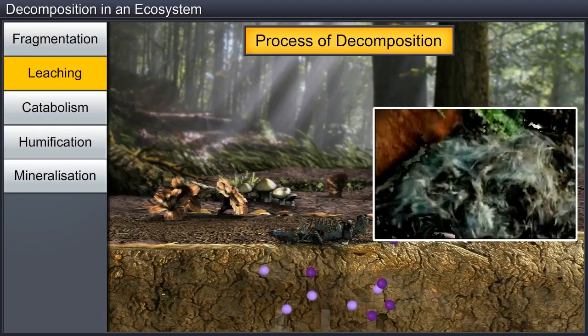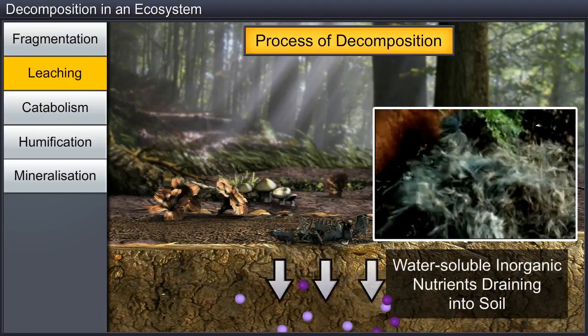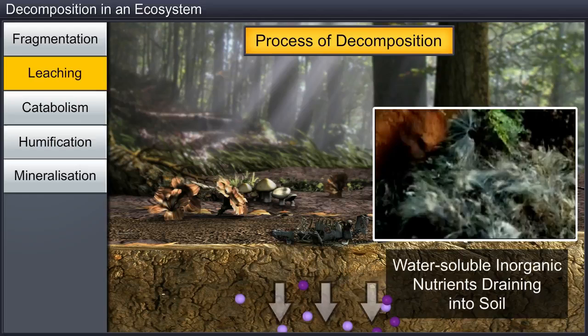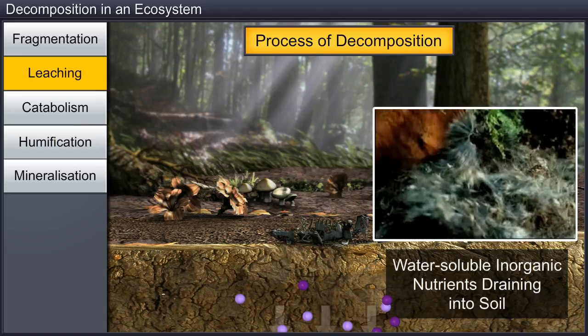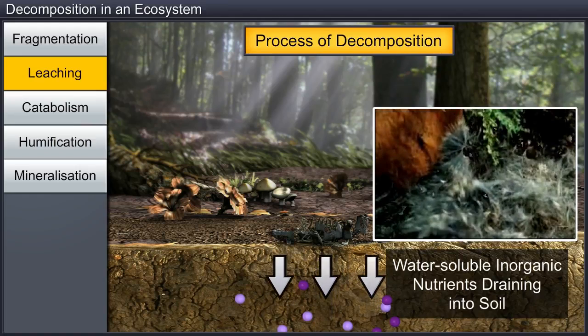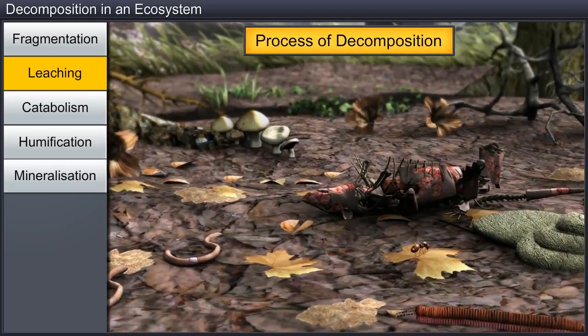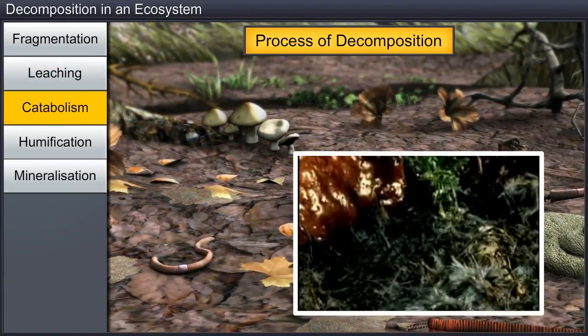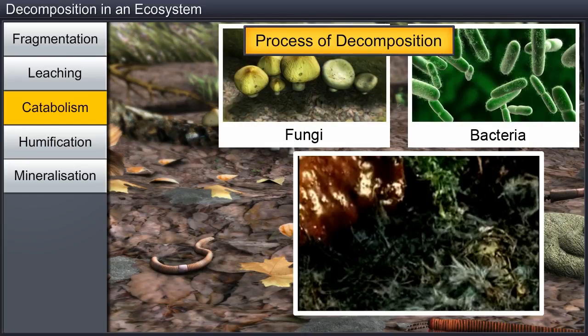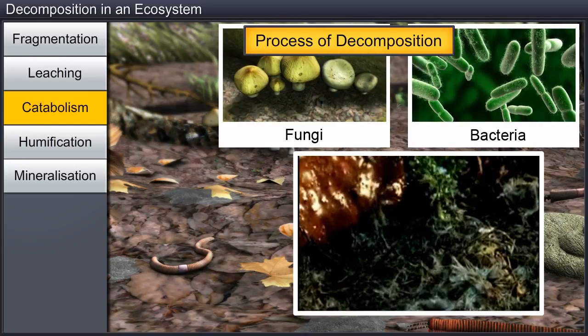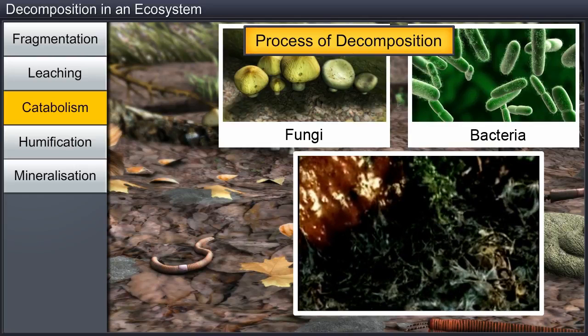During leaching, inorganic nutrients that are soluble in water drain into the soil and get precipitated as unavailable salts. While during catabolism, the detritus is further acted upon by bacteria and fungi and is degraded into simpler inorganic substances by the action of their enzymes.